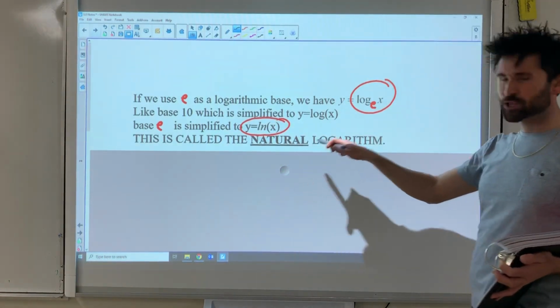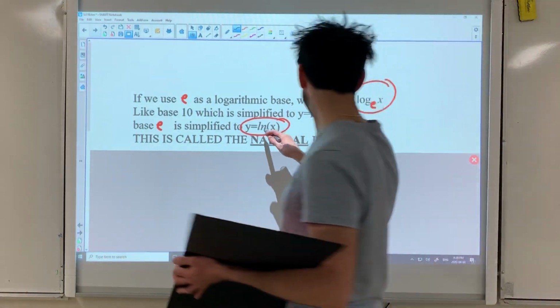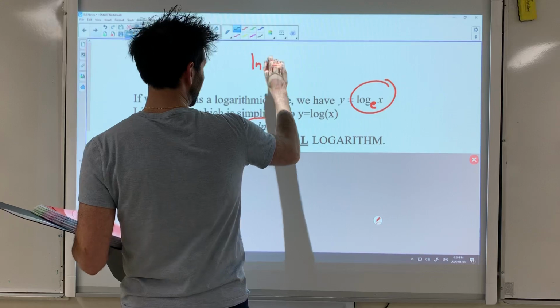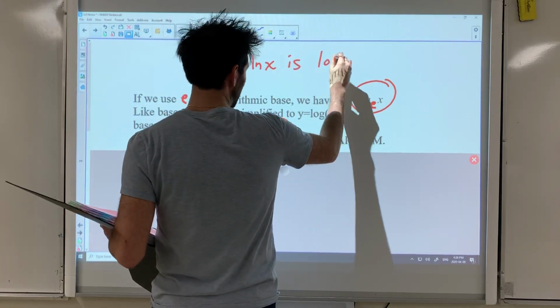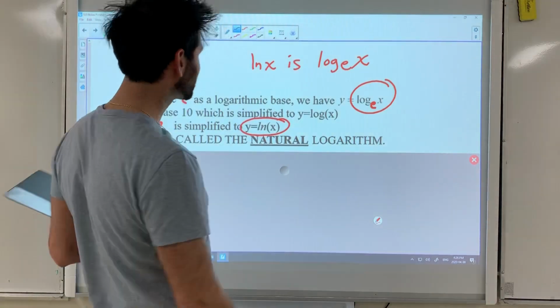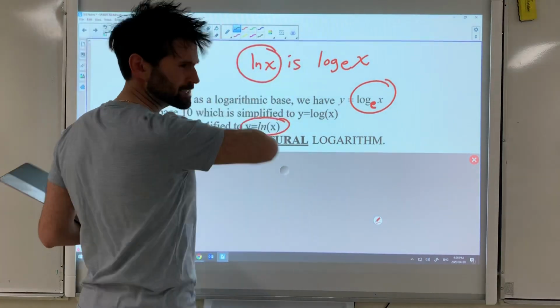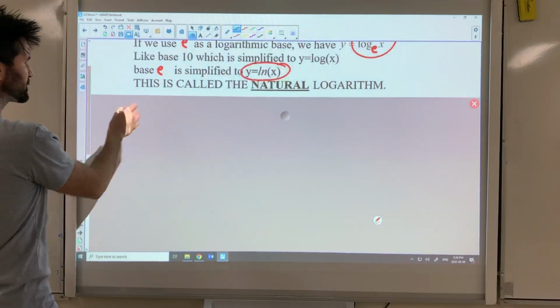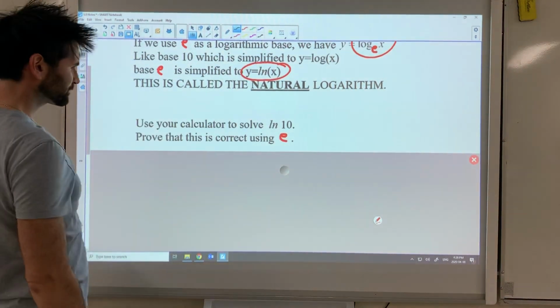That's called the natural logarithm. So ln and logs are related because ln x is log base e of x. That's the same way to write it, okay? We prefer to write it like this because it's so special, because it's out there in nature, so we write it like that. All right.